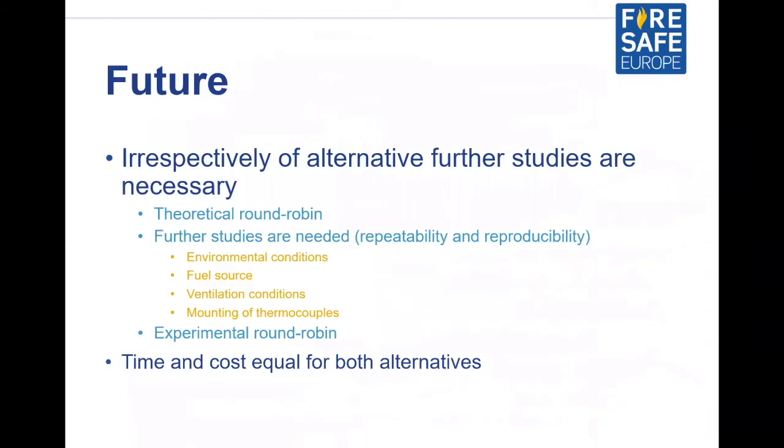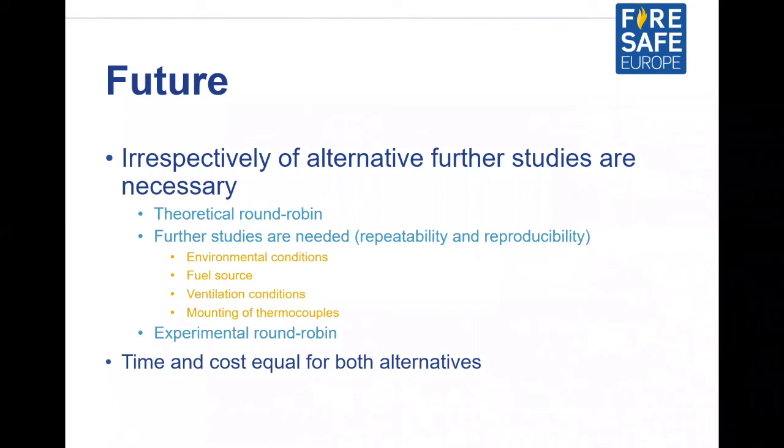So if we look into the future, we can see that more work is needed. And it doesn't matter which of the two alternatives is chosen. We have to make, first of all, a theoretical round robin. And with that, we mean that we have to see that the standard is written in such a way that everybody interprets the standard in the same way. And that can be done in a theoretical and not so costly way. Further studies will be needed.